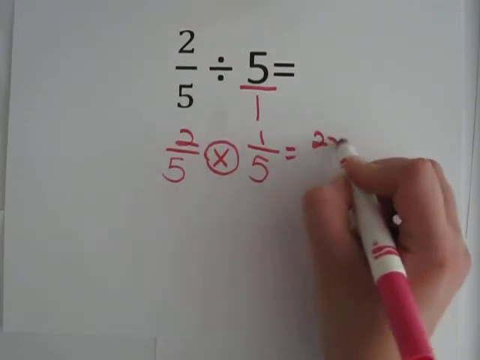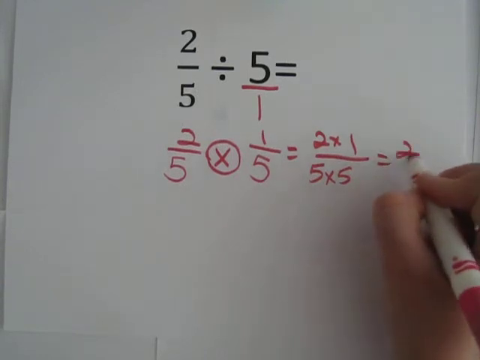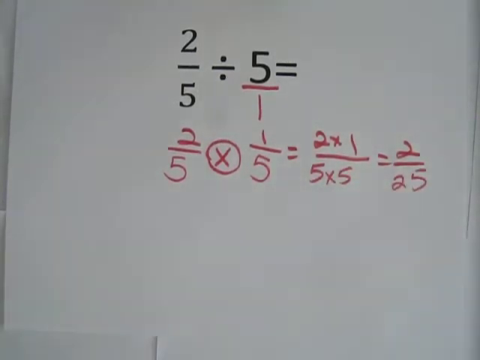Now we're going to do 2 times 1 over 5 times 5. So we get 2 25ths, and that is in its most reduced form.